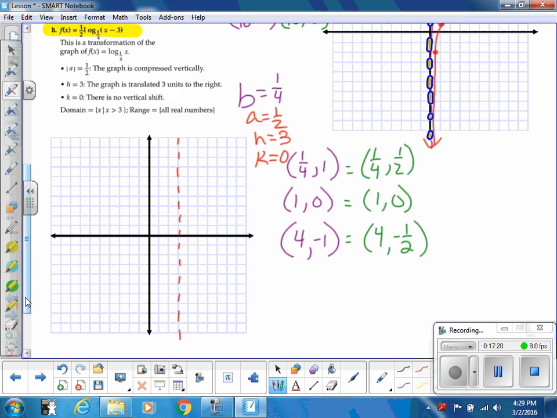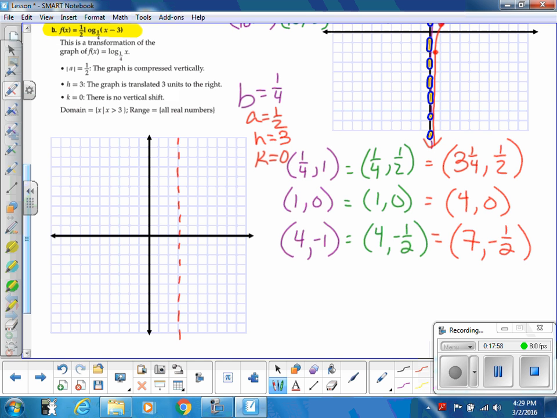Now apply your H and your K. Well, H is your X, you're going to add it to your X. Your K is your Y, you're going to add or subtract it to your Y. Well, K is 0, so nothing changes there, but H is 3. And yes, you should be able to know how to add these without a calculator. 3 plus 1/4 is just 3 1/4, 1/2. 1 plus 3 is 4, 0. And 4 plus 3 is 7, -1/2. So those are my 3 coordinates.